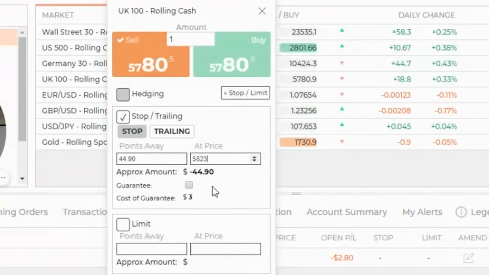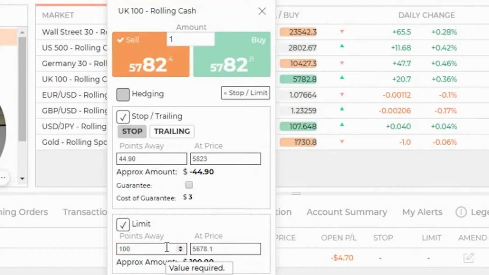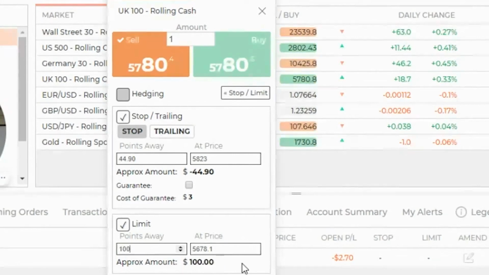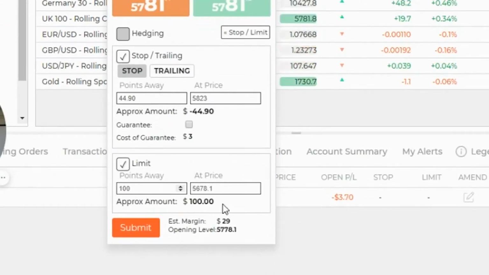I'd also like to put a limit on my order, so I click on limit here. I'm going to put this a set number of points away from my opening level. I've sold at around 57.78. I think there's a good chance I could make 100 points on this trade. I think the FTSE, the UK 100, could easily drop 100 points or more from here. So I am going to put my limit 100 points away from my opening level. And you can see that it's actually telling me that that would be at a price of 56.78.1 because my opening level was 57.78.1. And if I did get triggered on that limit, if it did get hit, I would make $100, which sounds fine to me.